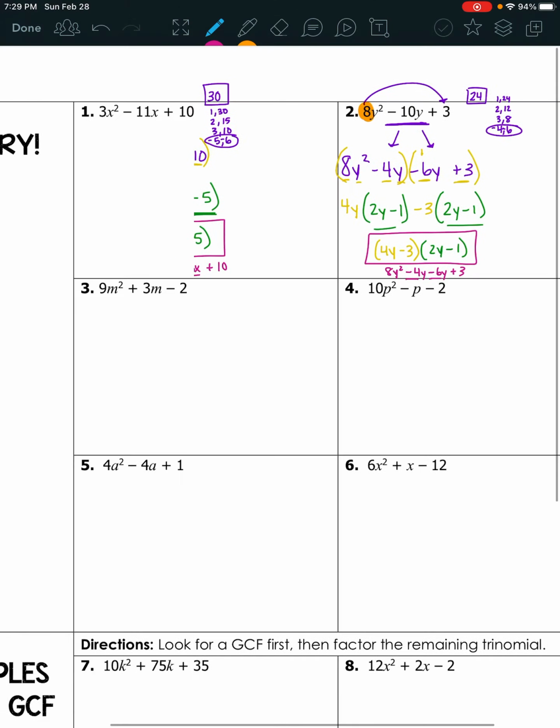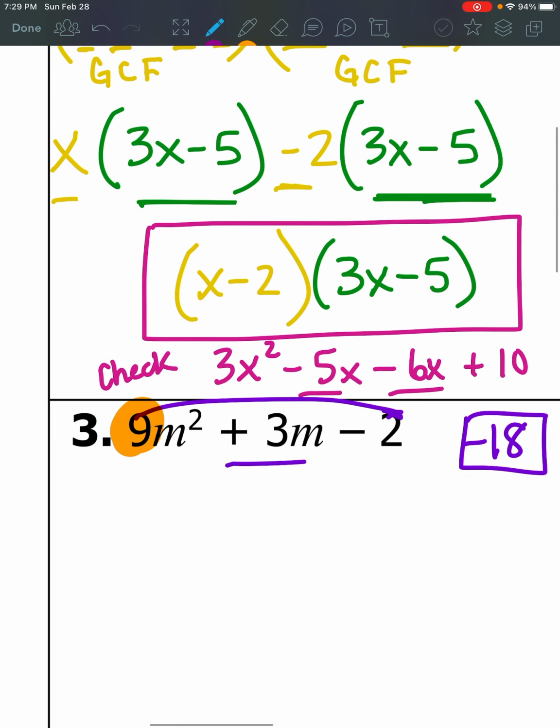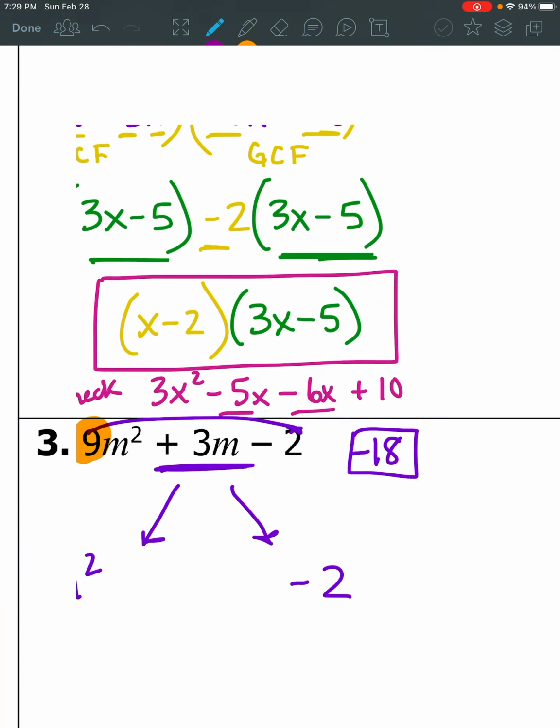So we're going to multiply the 9 times the negative 2. We get negative 18 as our A times C value. We are going to separate positive 3m into 2 separate terms. The 9m squared stays where it's at, and the minus 2 stays where it's at. So what multiplies to negative 18 and adds to positive 3?